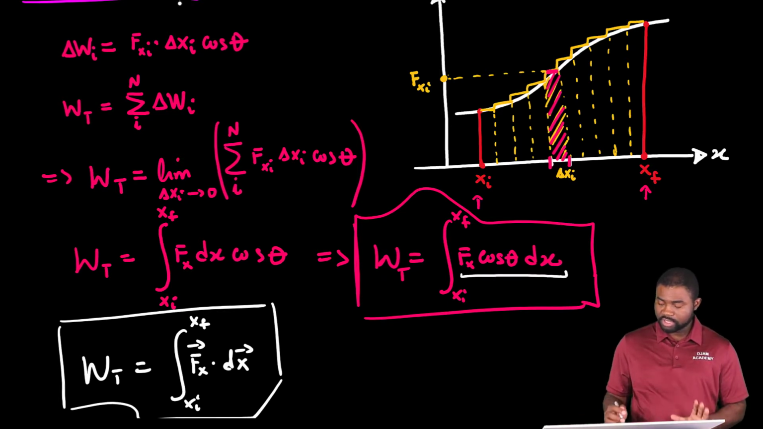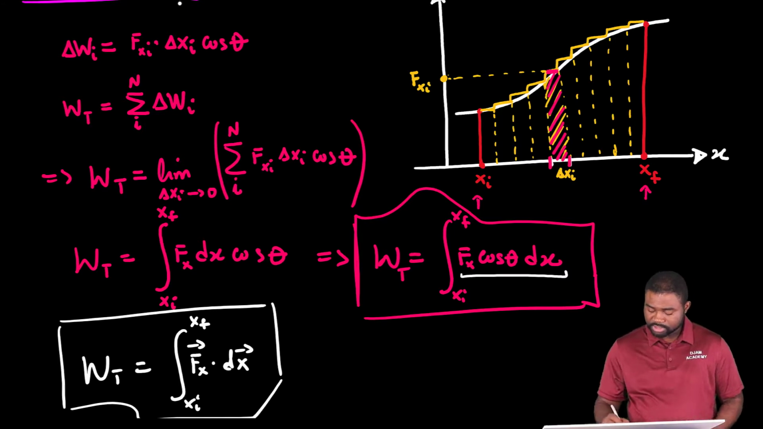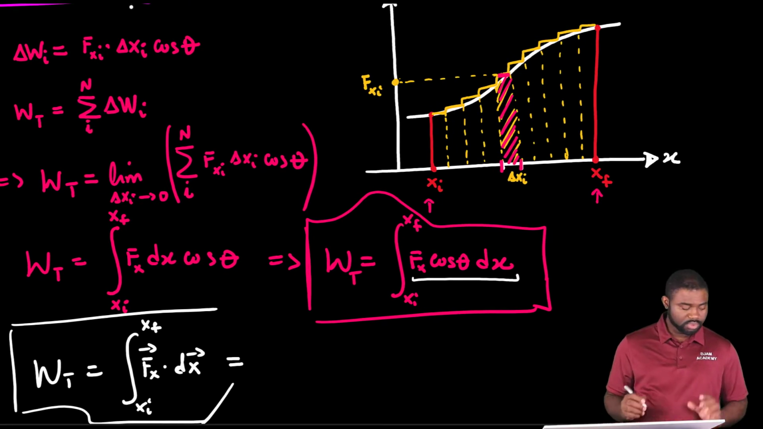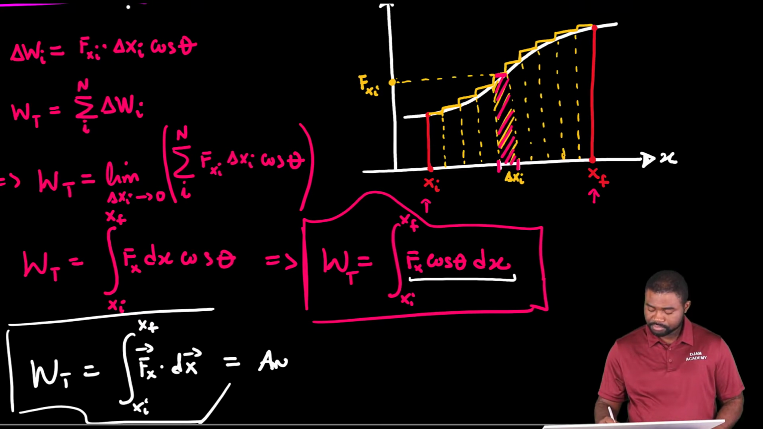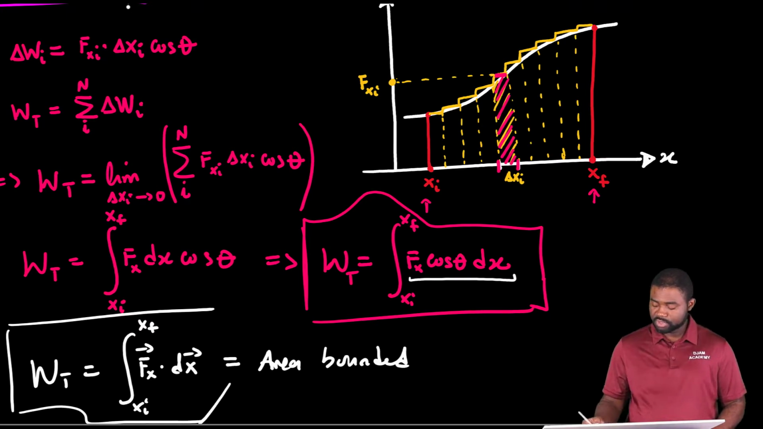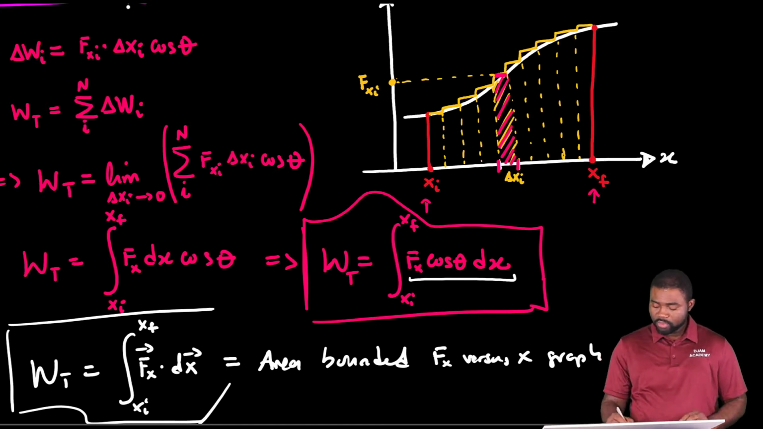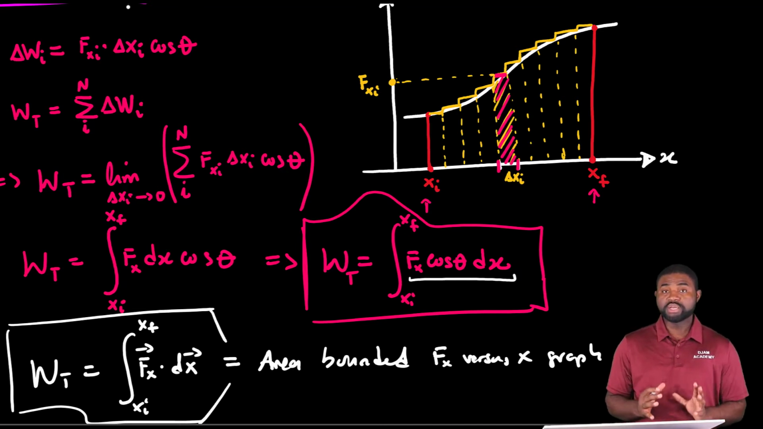Now, when you look at this carefully, this is actually equal to the area bounded by the graph. This is equal to the area bounded by the F(x) versus x graph. So the total work done by the object is simply equal to the area under the force versus x curve.